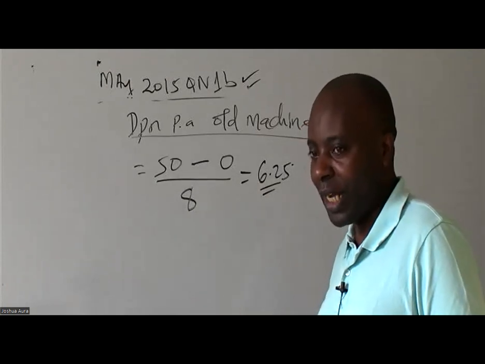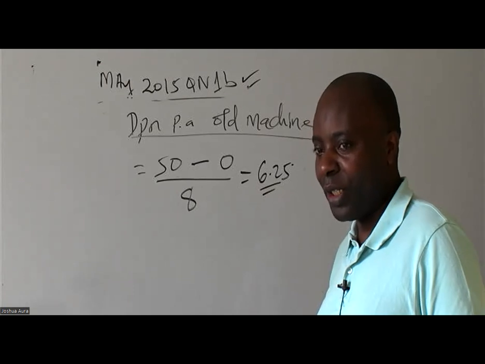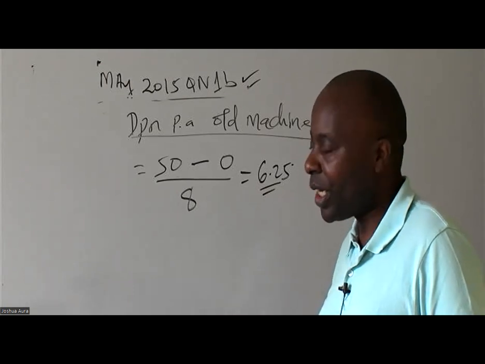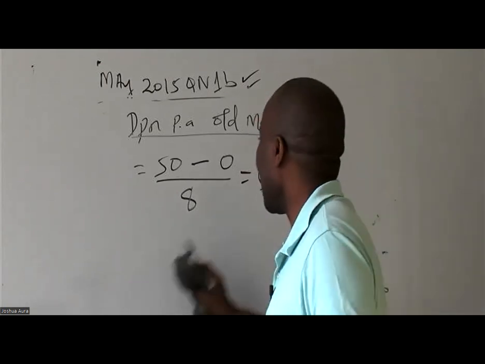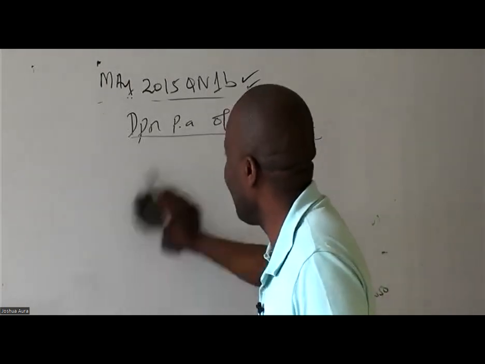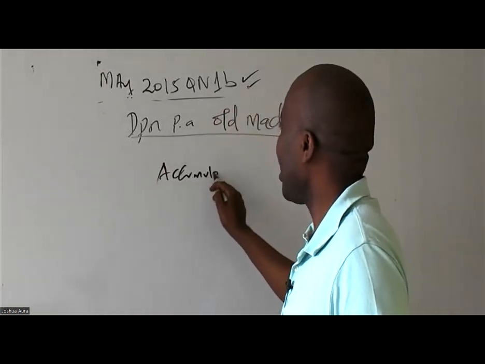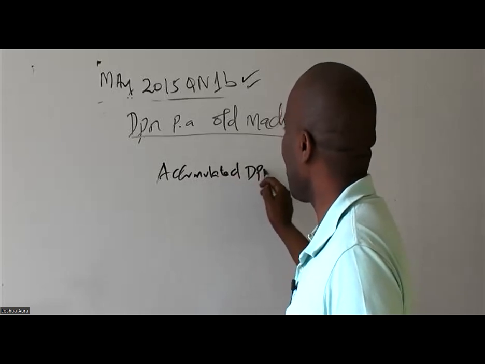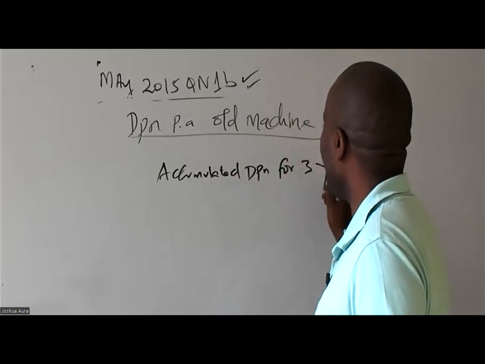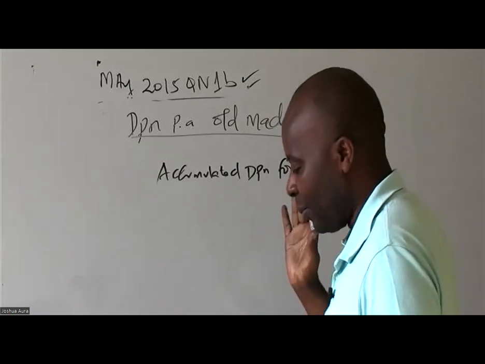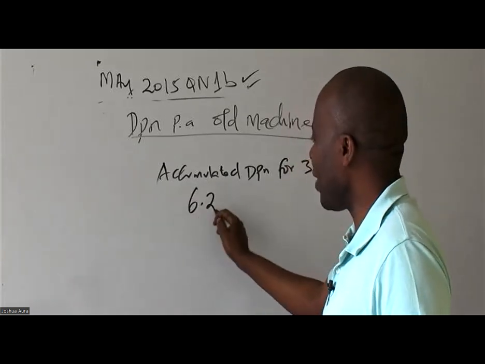Somebody can come and consider that after 3 years, we did a revaluation. Somebody may also make that argument. There is no problem. When there is revaluation in accounting, what should we do? No problem. Then what I'll do, I'll get the accumulated depreciation for 3 years. So for 3 years, already we have the depreciation per annum, which is 6.25, right?